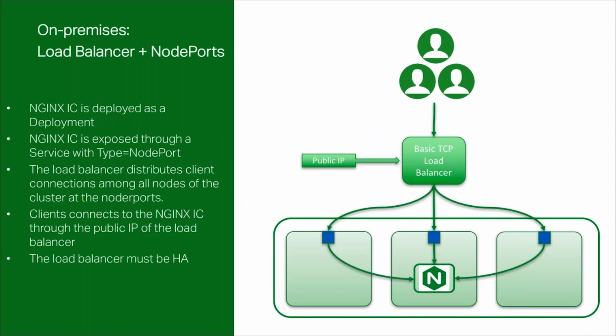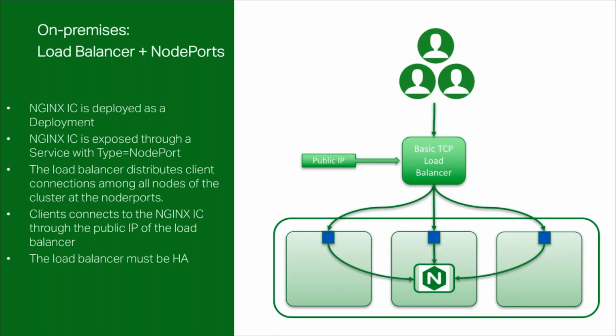I think I mentioned kube-proxy here in this architecture, where the client connections from the basic TCP load balancer are distributed among the node ports, and then once the connection hits the node port, it will distribute it to the appropriate NGINX Ingress controller pod, and this is done by kube-proxy.